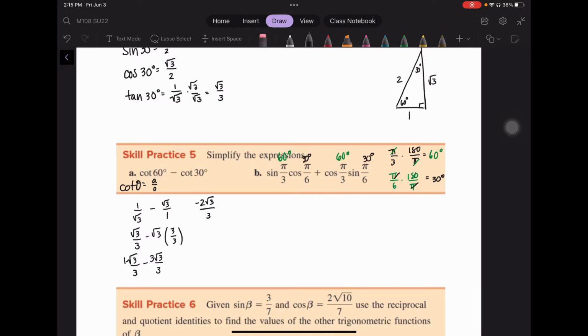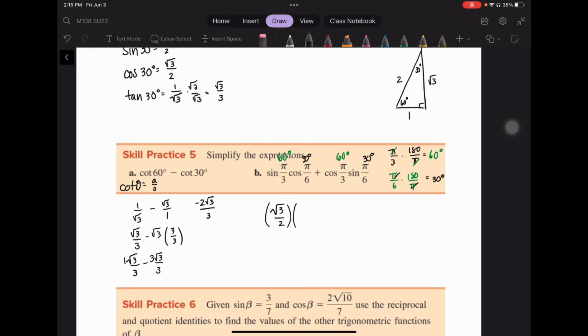Now, you won't want to be doing that. You will know pi over 3 is 60 degrees. You will know pi over 6 is 30 degrees because you'll use it so much. But right now, I just wanted to show you so that we can use that triangle that we have above. So the sine of 60 degrees is root 3 over 2.